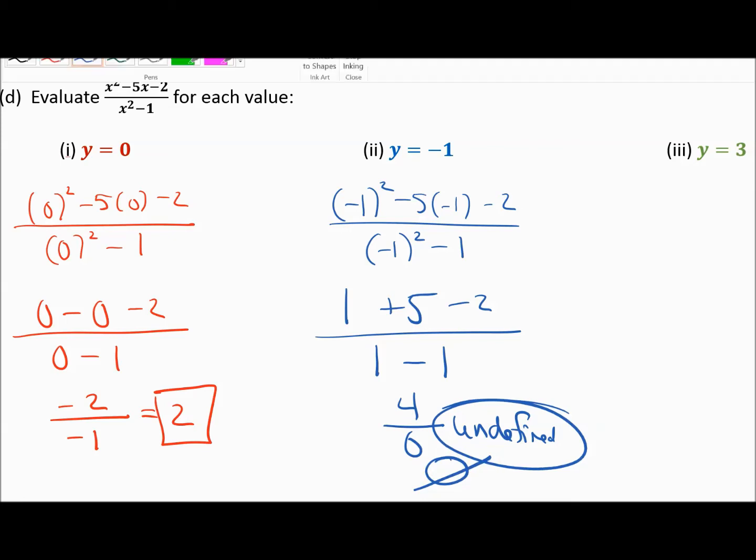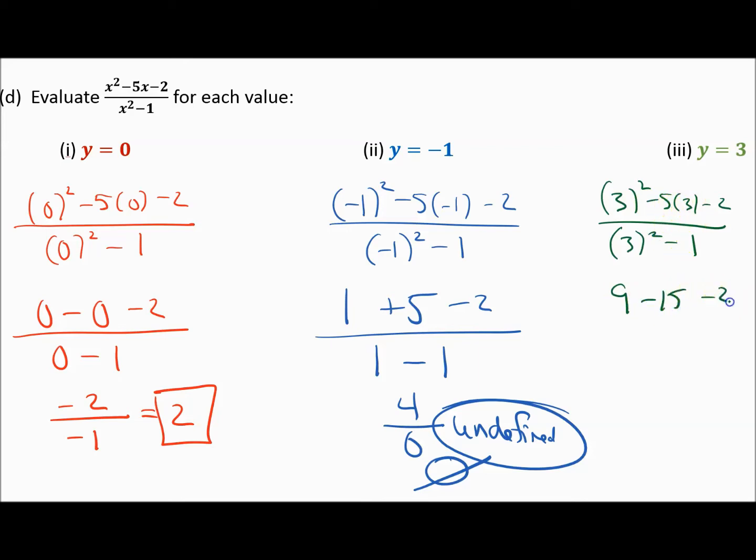Now I substitute in 3. So I have 3 squared minus 5 times 3 minus 2 divided by 3 squared minus 1. Completely simplify the numerator and the denominator separately. 3 squared, we know is 3 times 3 is 9. Negative 5 times 3 is minus 15. Minus 2, divided by the denominator. 3 squared is 9 minus 1. 9 subtract 15 is negative 6. Subtract 2 is negative 8. Over 9 minus 1 is positive 8. Negative 8 divided by positive 8 is a negative 1.